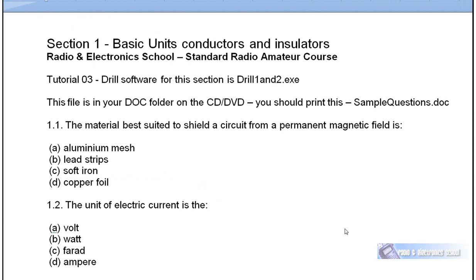It's now time to go through some of the multiple choice questions of a type that you could get during your standard amateur radio assessment. These multiple choice questions are just on basic units, conductors and insulators. You can print these questions from your document folder. The file is called samplequestions.doc. I'll just highlight that for you.